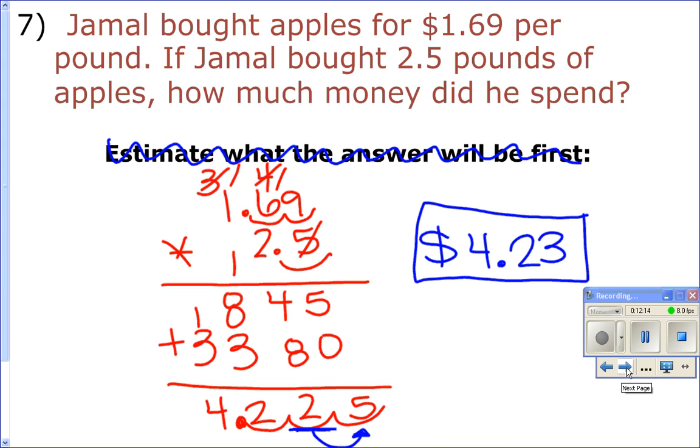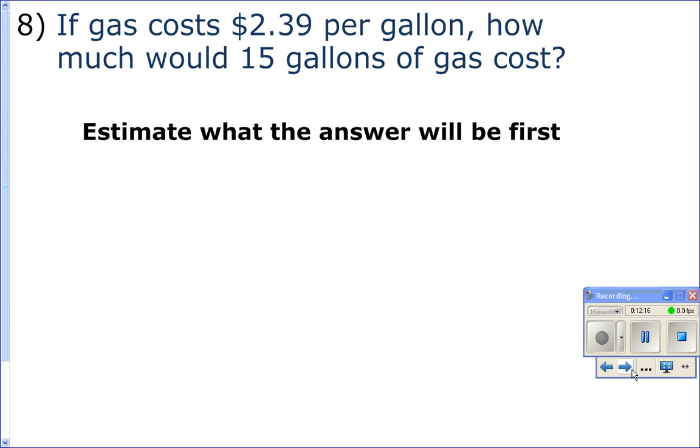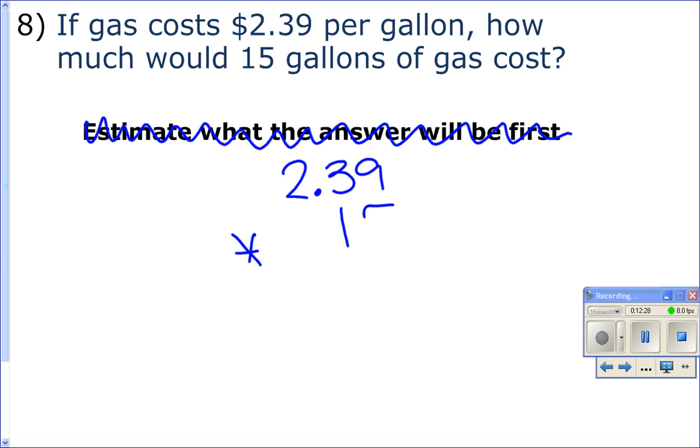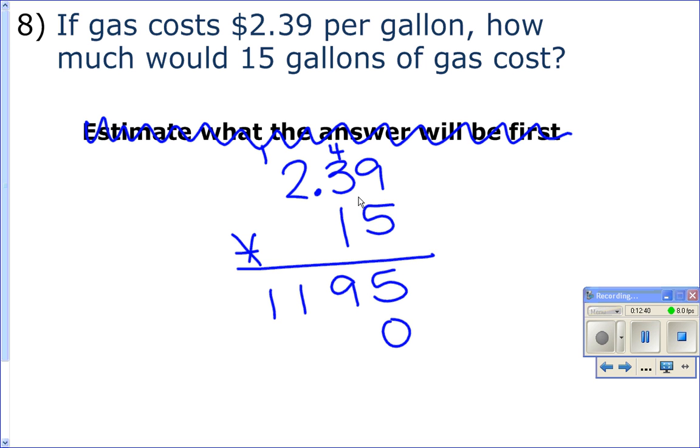Try this next one on your own. You can pause the video and start it up whenever you finish. Okay, so let's check it. You have $2.39 times 15 gallons. 9 times 5 is 45. 3 times 5 is 15, plus 4 is 19. 5 times 2 is 10, plus 1 is 11. 0 as a placeholder. You get 9, 3, and 2.